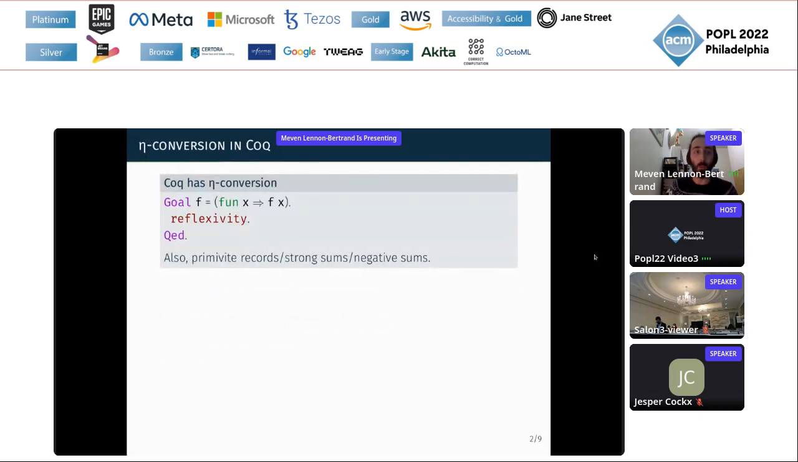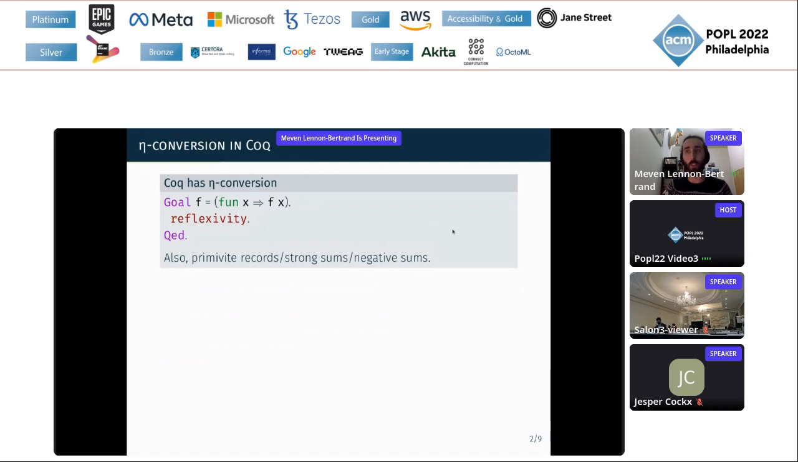As probably most of you know, Coq has eta-conversion because it's the 21st century. Everybody should have eta-conversion. So if you write this in Coq, you can just prove that equality by reflexivity, because f is the same as its eta-expansion.